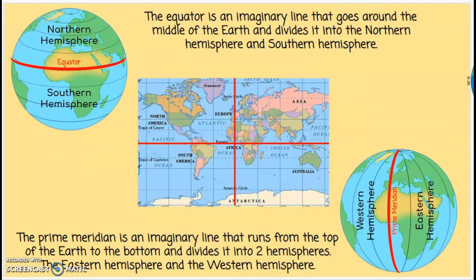The equator is an imaginary line that goes around the middle of the earth and divides it into the northern hemisphere and the southern hemisphere. The prime meridian is an imaginary line that runs from the top of the earth to the bottom and divides it into 2 hemispheres, the eastern hemisphere and the western hemisphere.